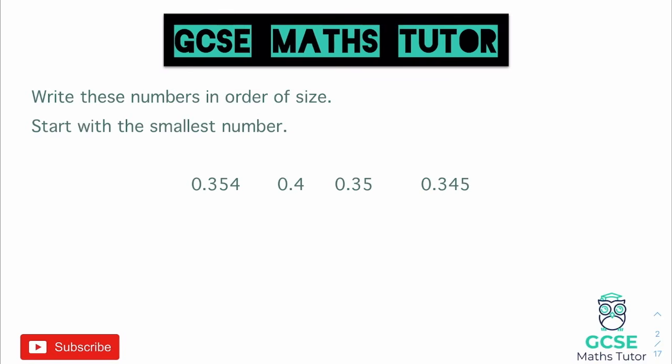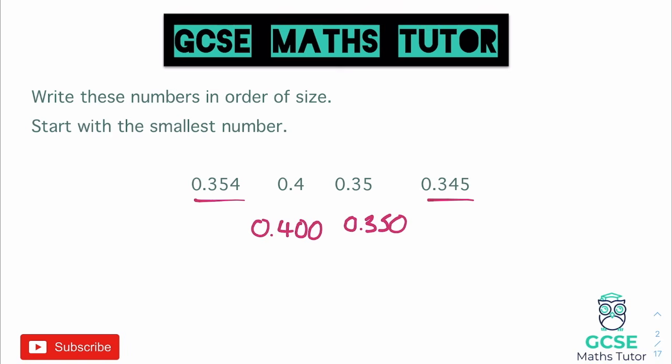Okay, so when writing decimals in order of size, we want all the decimals to have the same amount of decimal places. So if we look, our largest amount of decimal places is 3, and that's in this one and this one. So the 0.4 I would normally write as 0.400, and I'd also write the 0.35 as 0.350. Then we just ignore the 0 point and we'll just read the numbers after it. So we have 354, 400, 350 and 345.